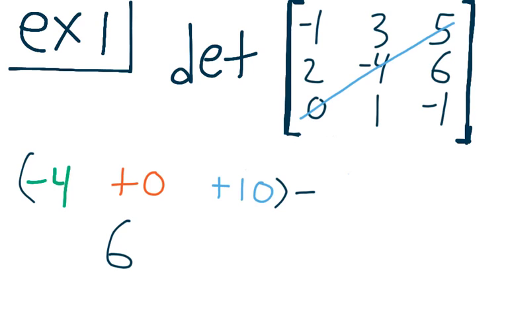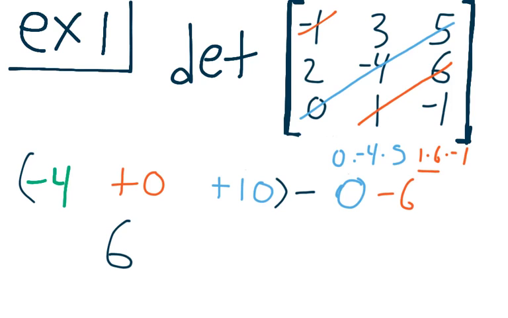So I start here. I got 0 times negative 4 times 5. Well, that's nothing, right? And then I do this one. 1 times 6 times negative 1. That's going to be negative 6. And then finally, negative 1 times 2 times 3. That's going to be negative 6 as well.